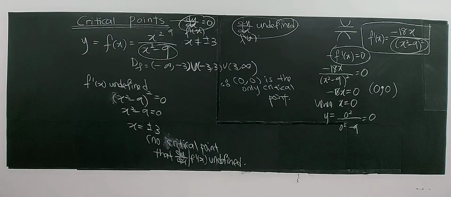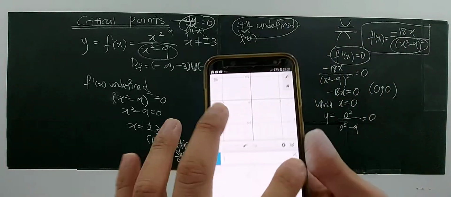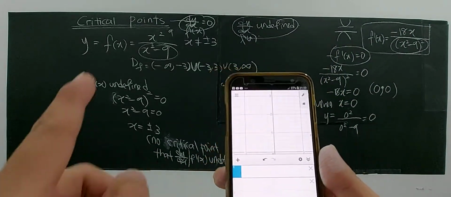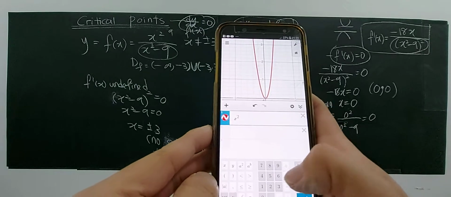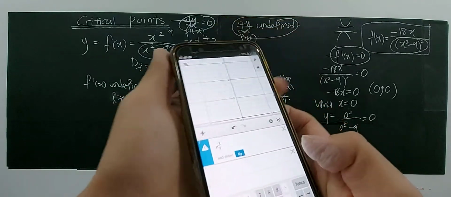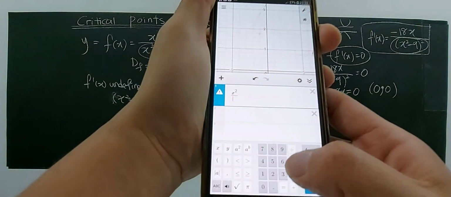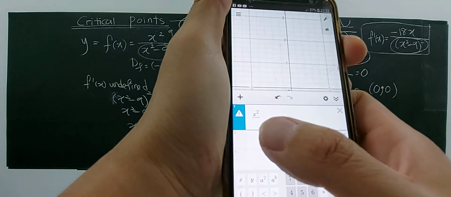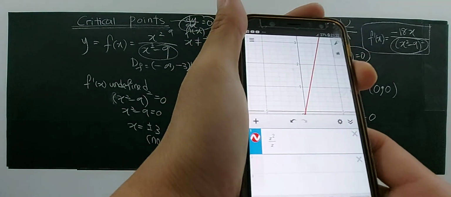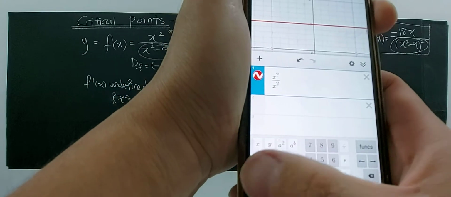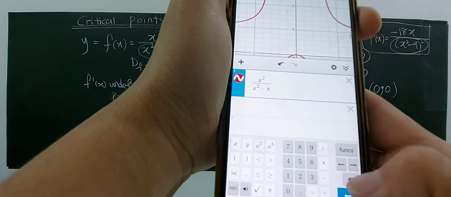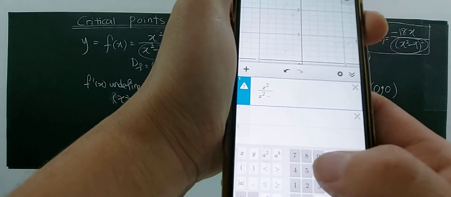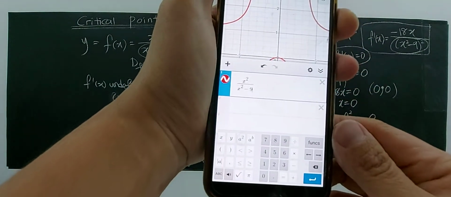Okay, so I'm going to sketch the graph for you by using Desmos. This will be an easy way for you to understand, but first you have to understand what a critical point is. So now you key in x squared over x squared minus 9. You key in x squared, then press divide, then over, then x squared minus 9.